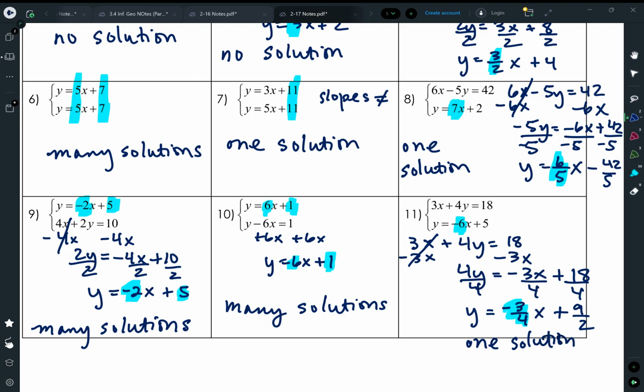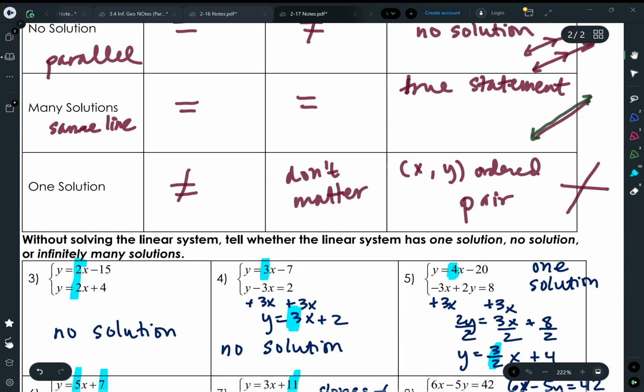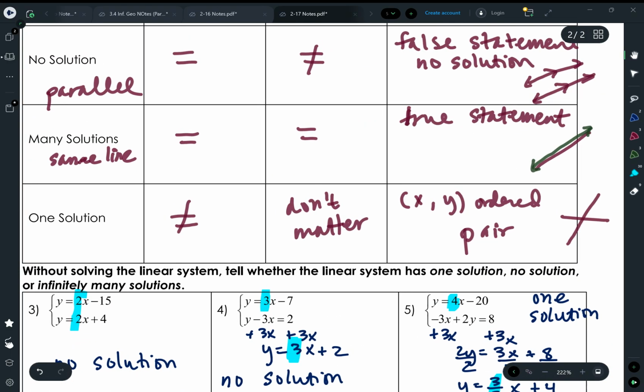So hopefully you got the big connections today. I think the important part is maybe not this part at the bottom, the analyzing part when we're looking at systems, but just these connections between what our graph looks like and what that means about our slopes and our y-intercepts, what kind of lines we have, that we have a false statement so there's no solution, putting all those pieces together between the graphs and the equation solving and how those are related.